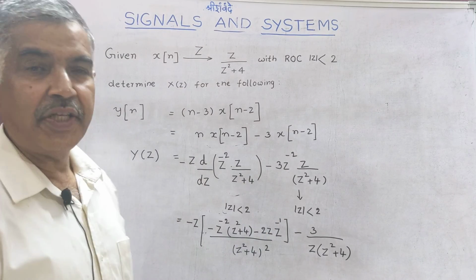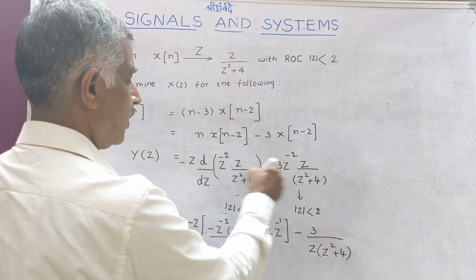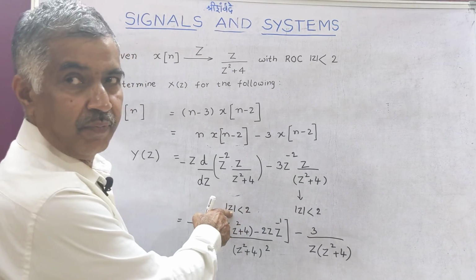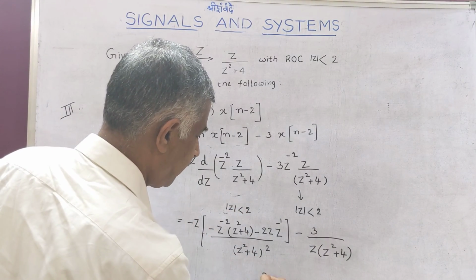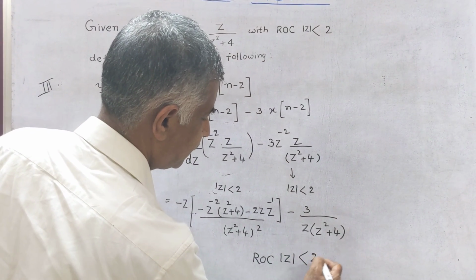And lastly, you have to apply the linearity property for both terms, mod z less than 2. Therefore, the region of convergence is mod z less than 2. This is the answer.